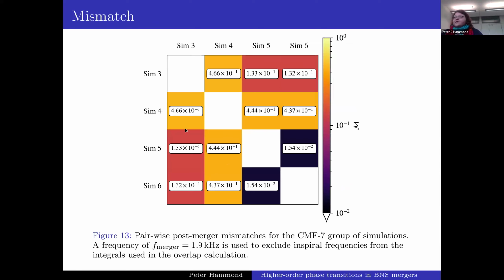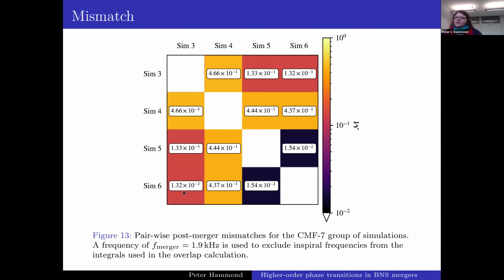This is a matrix of the pairwise mismatches in the post-merger between all the different signals. Simulation 4 here is the one that lives for a much longer time than the other ones, 3, 5, and 6. So you can see that the mismatches here are very high for the post-merger signals. To put this in context, the target mismatch for the templates used in current LIGO searches is about 5%. Here we're talking about a mismatch of over 40%. So this simulation is very obviously different compared to the other ones.